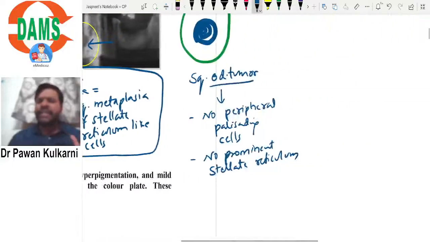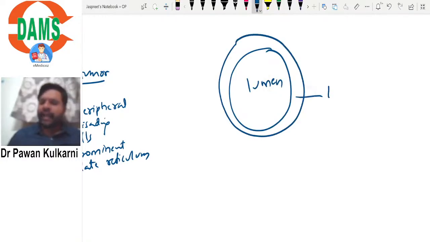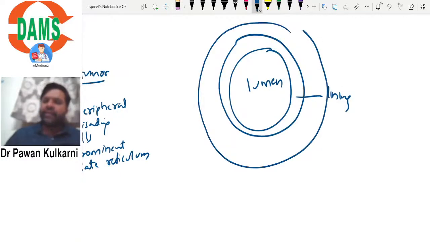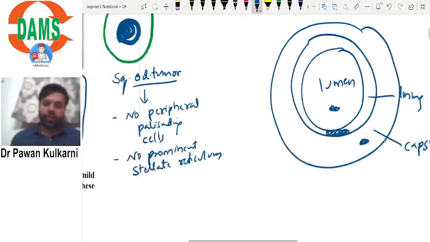So what will a cyst contain basically? A cyst has got three parts, right? A cyst will contain a lumen, a lining, and outside the lining is the capsule. So unicystic ameloblastoma will have ameloblastoma changes here, which can enter here or which can enter into the capsule. So it will have a cystic pattern which is absent in the given case. So by this way, we can rule out that this is unicystic ameloblastoma.